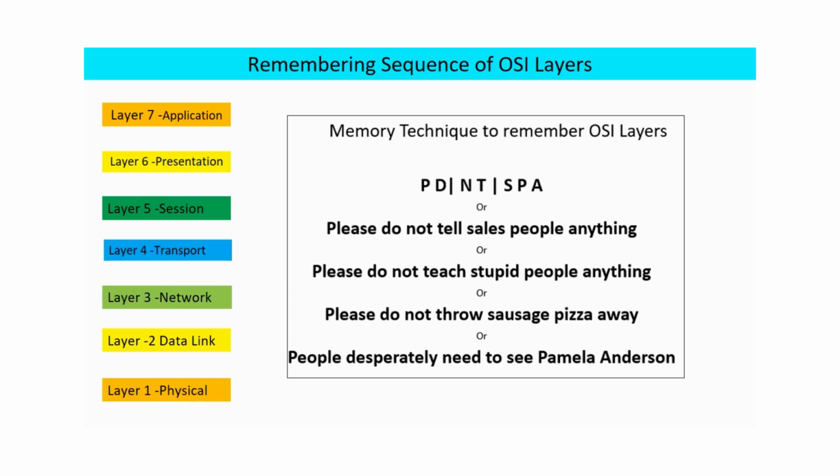My personal favorite is PD anti-SPA. So, layer 1 is physical, layer 2 is data, PD. Layer 3 and 4, anti, that is network and transport. And layer 5, 6, 7, SPA, that is session, presentation and application. So, PD anti-SPA. So now let us understand how data moves from one computer to another computer in our next slide.